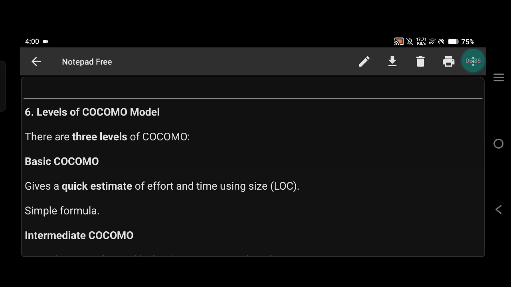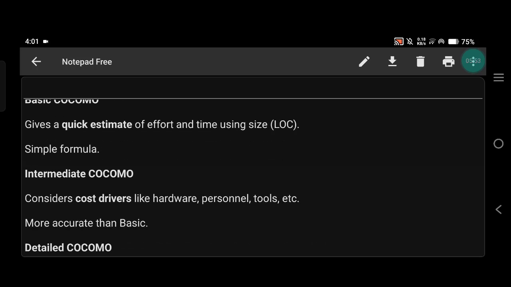Then levels of COCOMO model. There are three levels of COCOMO. Basic COCOMO gives a quick estimate of effort and time using size, LOC. Simple formula. Intermediate COCOMO considers cost drivers like hardware, personnel, tools, etc. More accurate than basic COCOMO.